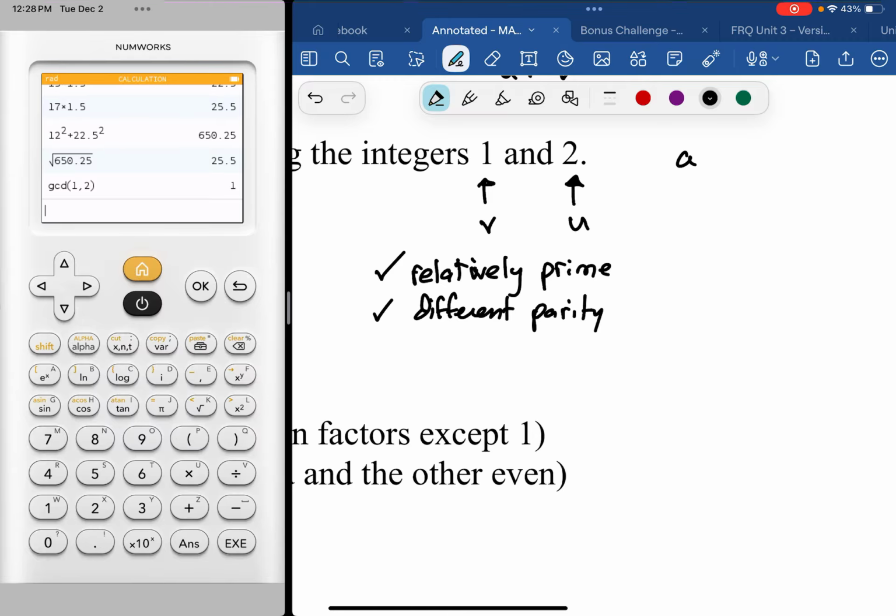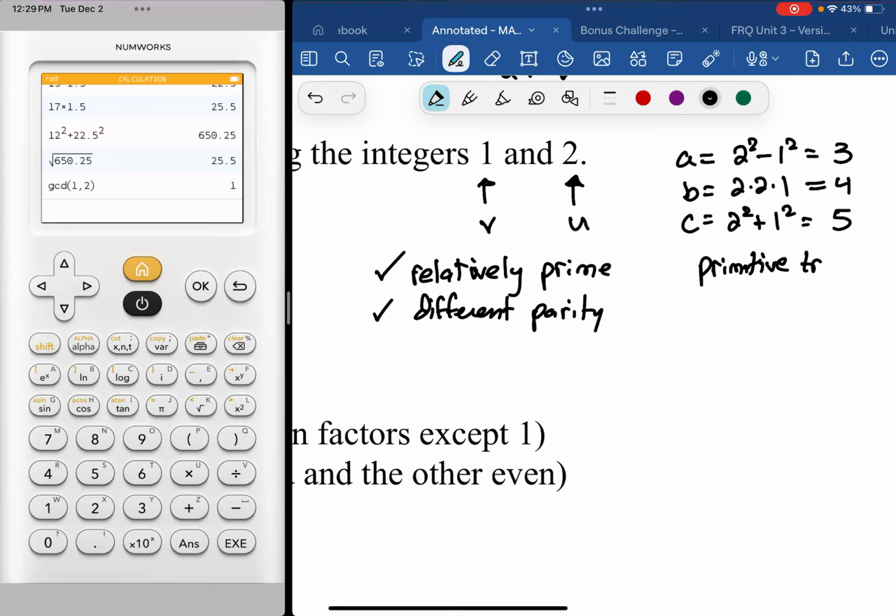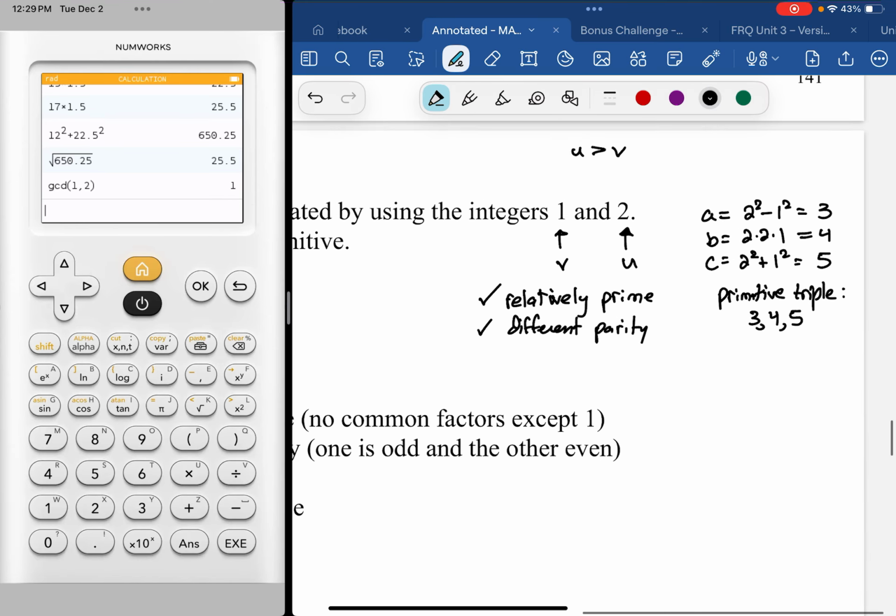So now I would figure out my A, my B, my C. 2 squared minus 1 squared, 2 times 1, which is 2uv, and then u squared plus v squared, so 2 squared plus 1 squared. So 4 minus 1 is 3. The result of 2uv is 4. 4 plus 1 is 5. So that would be a Pythagorean triple, and it would be a primitive: 3, 4, 5.